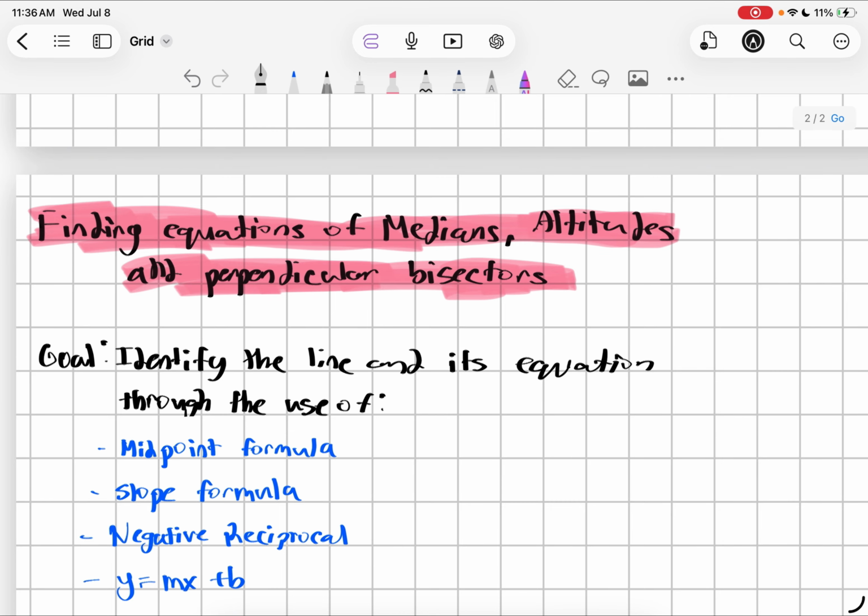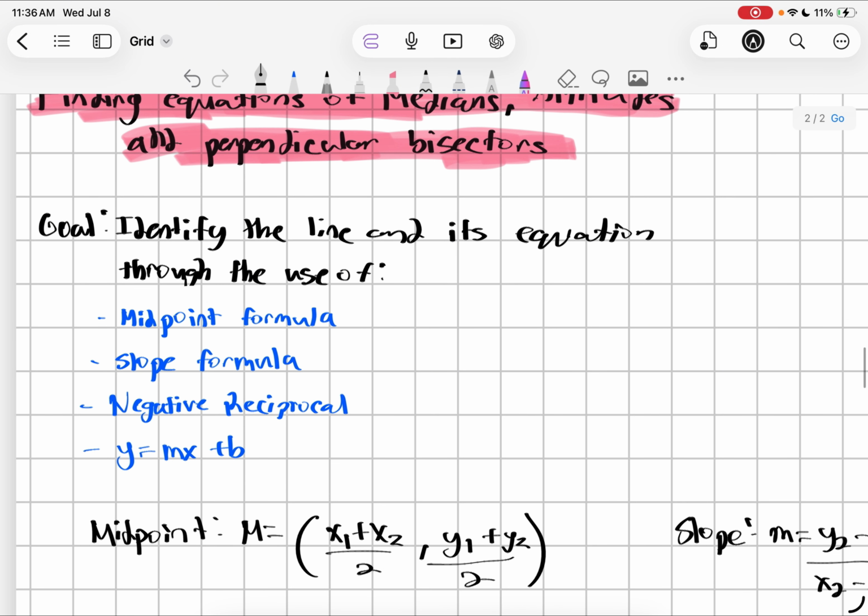A triangle has many important lines inside of it, but how do we find their equations? Today we'll be learning how to find the equations of the three special lines called the median, the altitude, and the perpendicular bisectors. The goal of this lesson is to identify the line and its equation through the use of the following: the midpoint formula, slope formula, negative reciprocal, and y equals mx plus c.